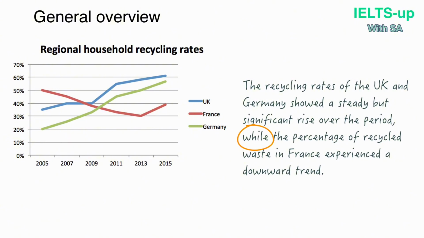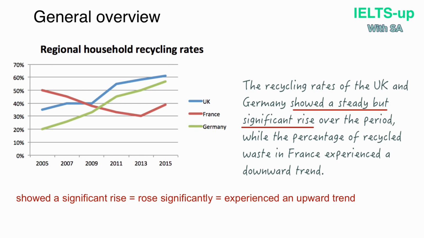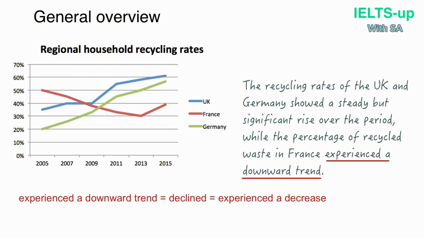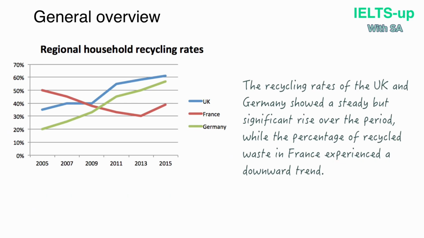It's a very nice technique. Also note how I used a synonym to avoid repetition. The first time I said "the recycling rates", and after that I said "the percentage of recycled waste", and it's a very good paraphrase. Next, instead of "showed a significant rise", I could also use "rose significantly" or "showed an upward trend". And instead of "showed a downward trend", I could say "declined", "experienced a decrease", and so on. So that's all with our overview.